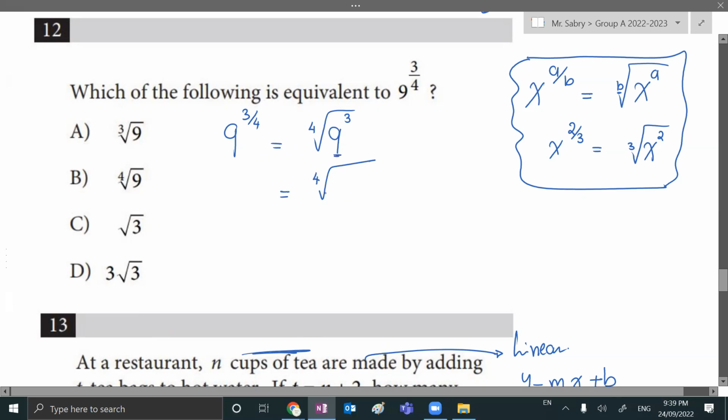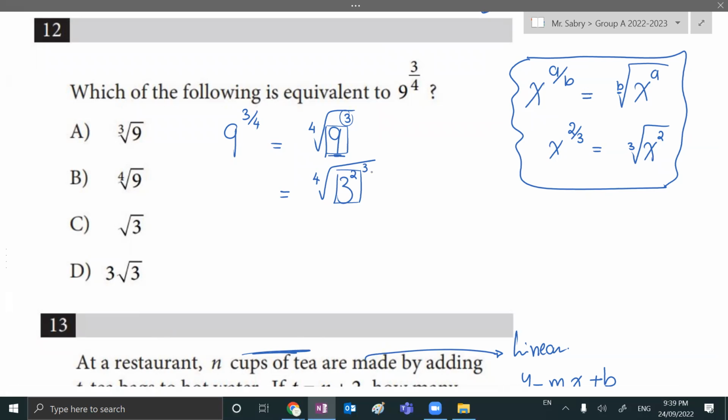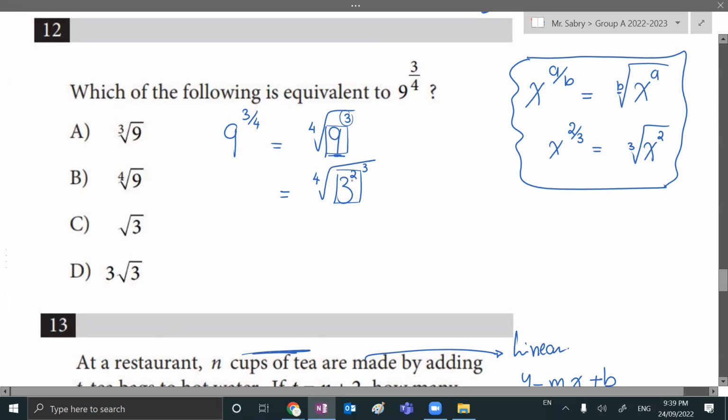Instead of the 9, I'll put 3 to some power. 3 to the power of what gives me 9? Again, 3 power 2 becomes 9. So here's 3 power 2 instead of the 9, and then this power of 3 will remain as it is. Is this understood for everyone? I just removed the 9 and substituted 3 power 2. Now these two powers should be multiplied, so I have the 4th root of 3 power 6, which is 2 times 3. Is anyone not understanding anything until this point?